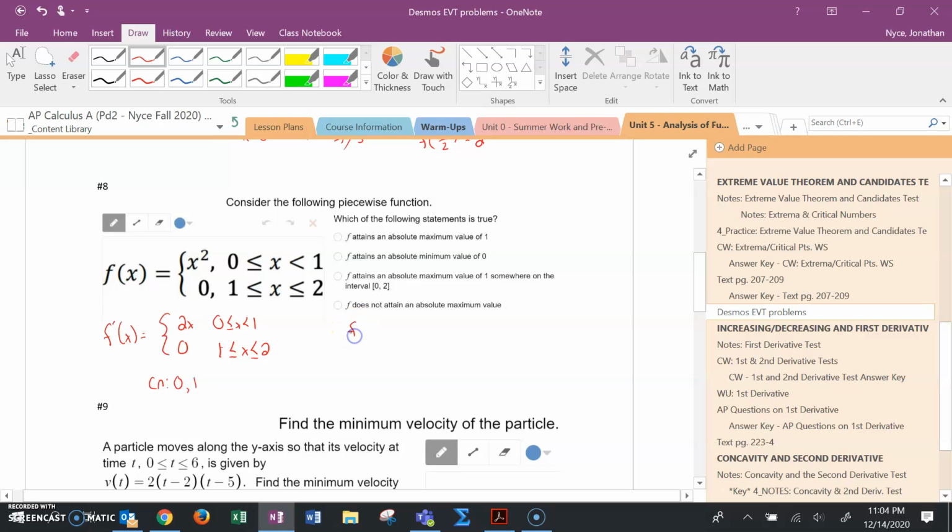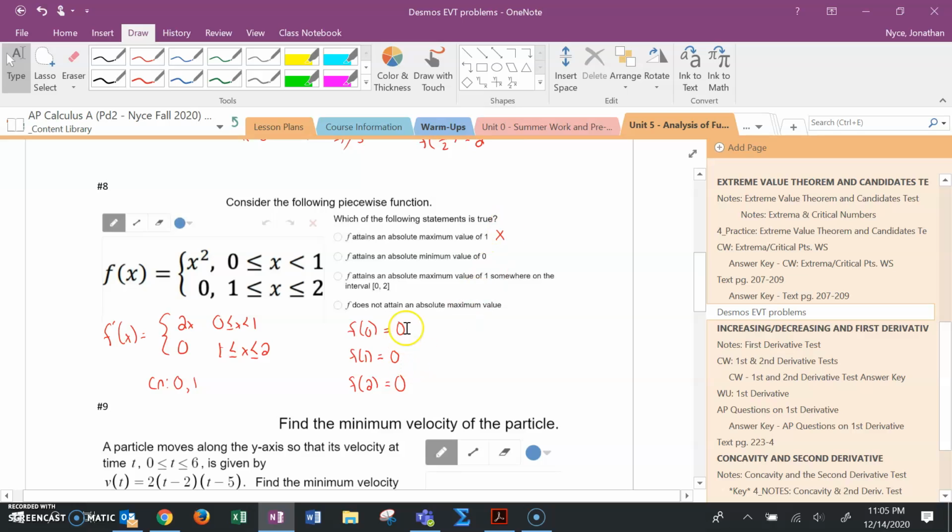So we want to find endpoints, which are 0 and 2, and also critical numbers, and evaluate the function at those critical numbers. So f of 0, we're going to plug 0 into the top piece. 0 squared is 0. For x equals 1, that gets plugged in the bottom piece, gives us 0. And when we use x equals 2, that gets plugged in the bottom piece, also gives us 0. So we have no maximum value. So this statement's not true.